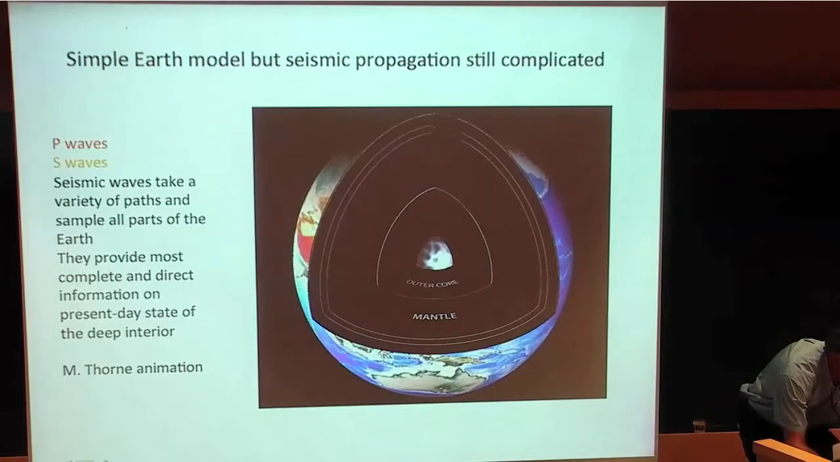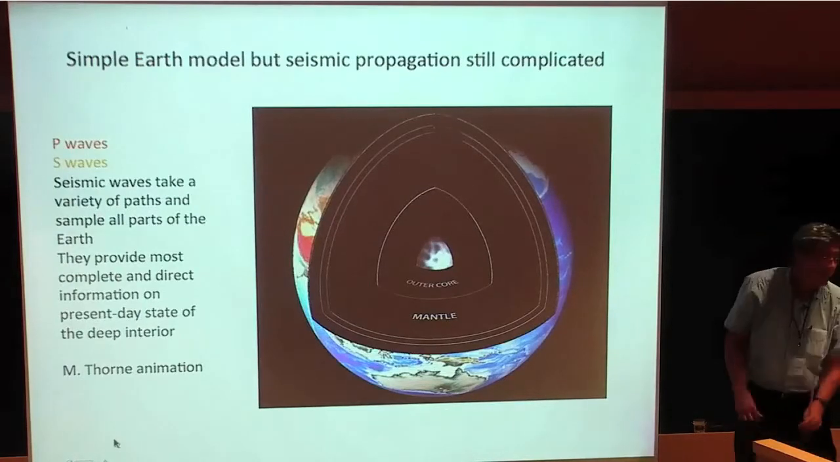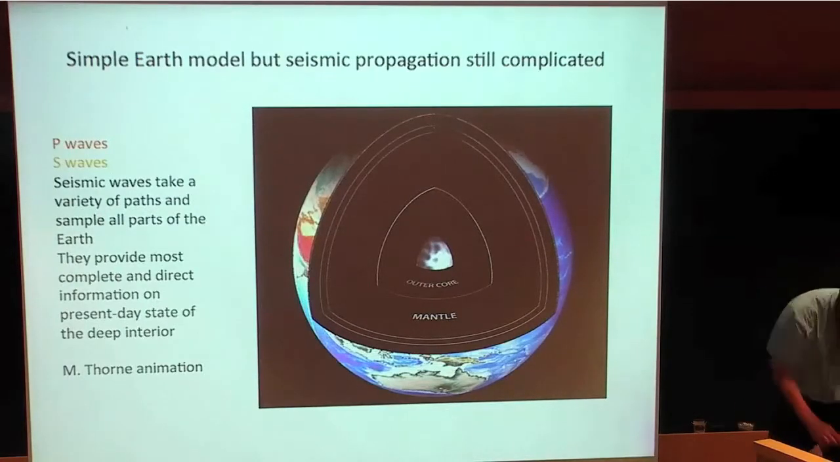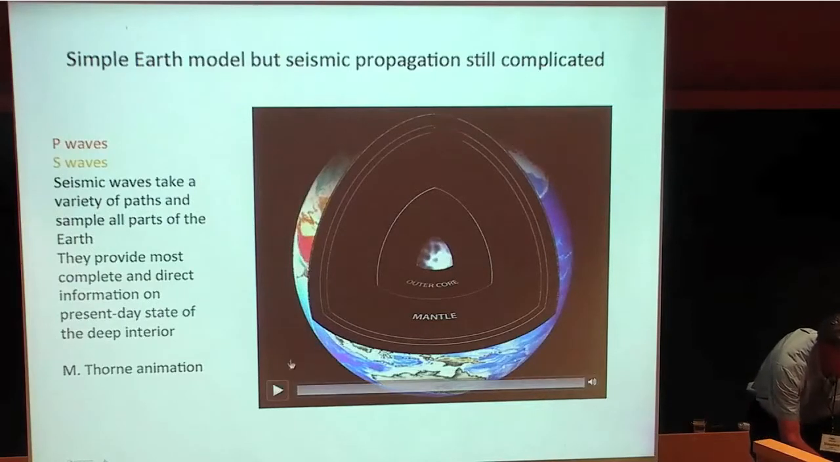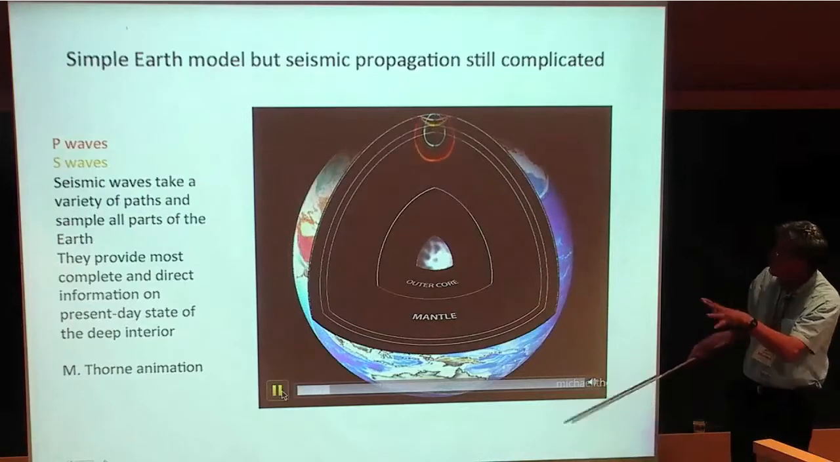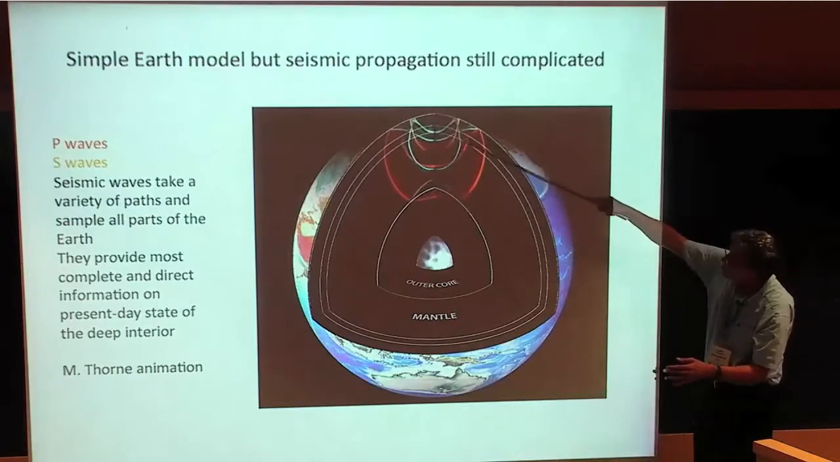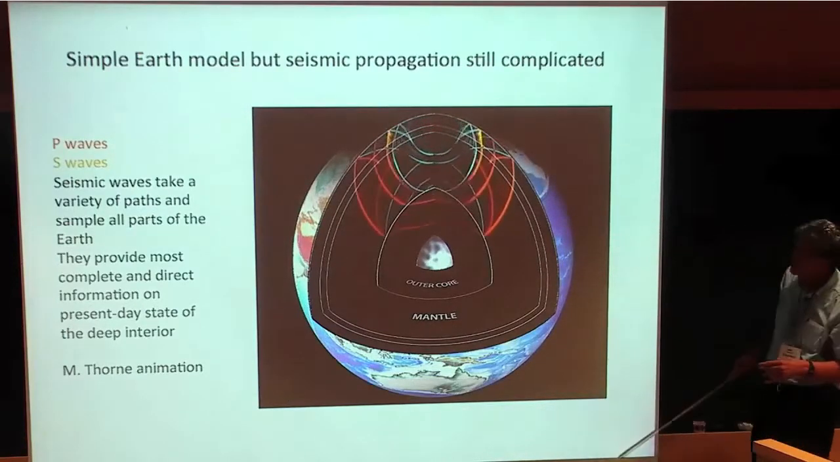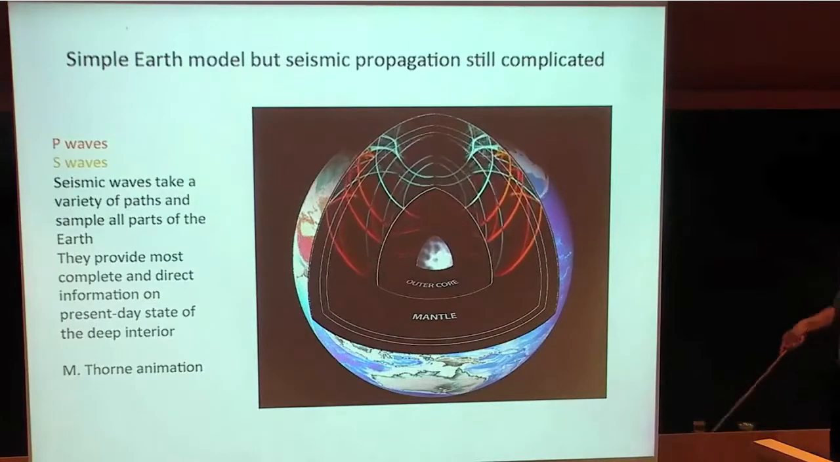Move your mouse over the picture. Move the mouse over the picture and then there it goes. So this is something Mike Thorne made. It really shows you the waves through a PREM-like model. The blue is S and the orange is P. And this is done by finite differencing the wave equation.